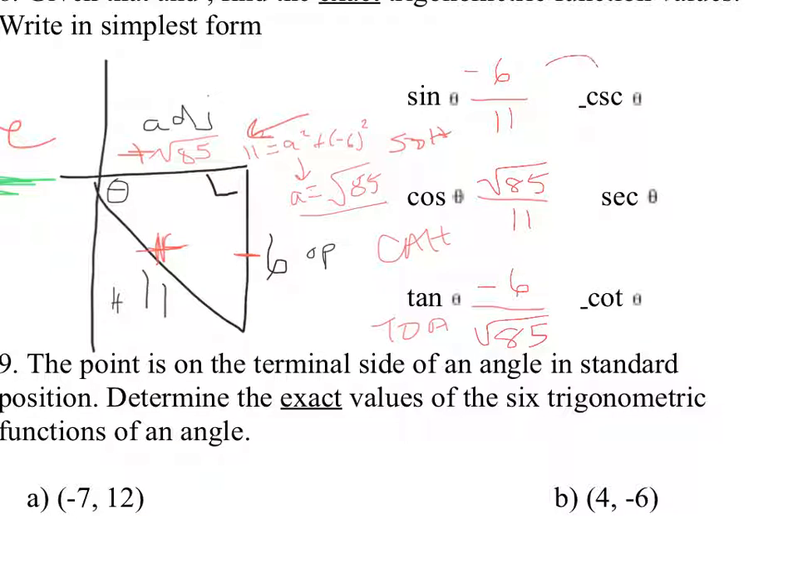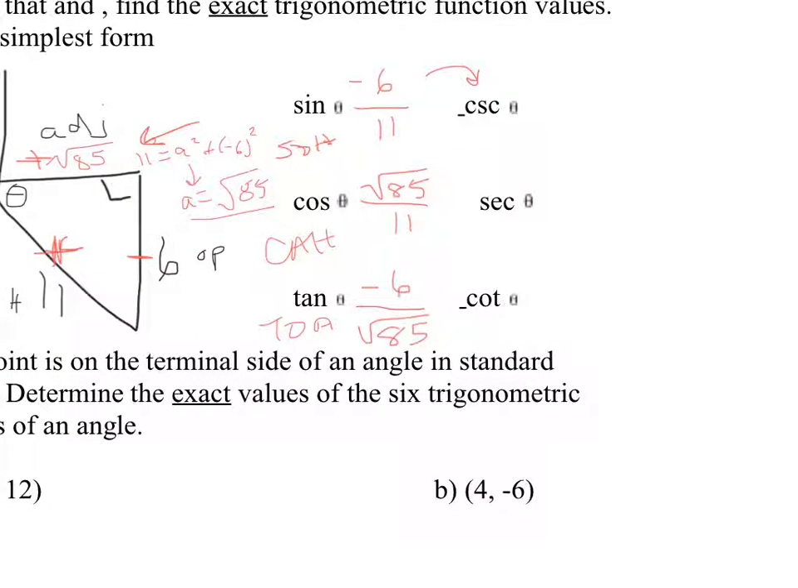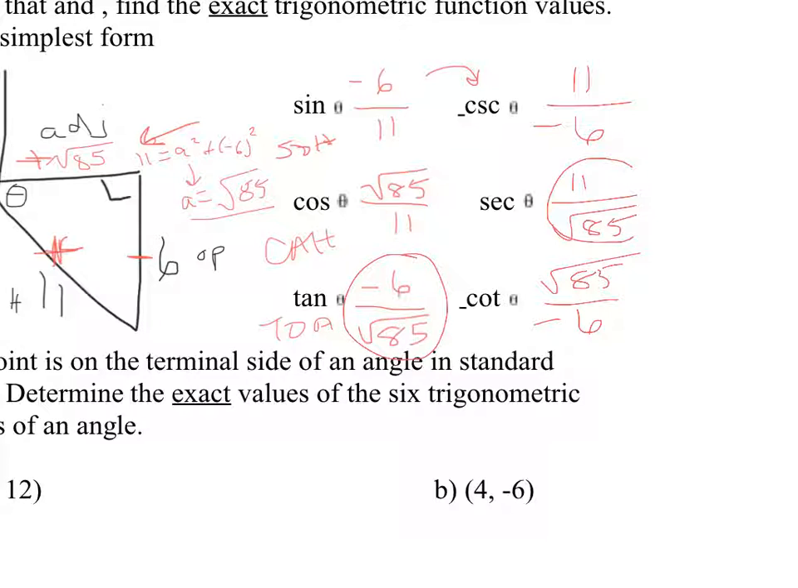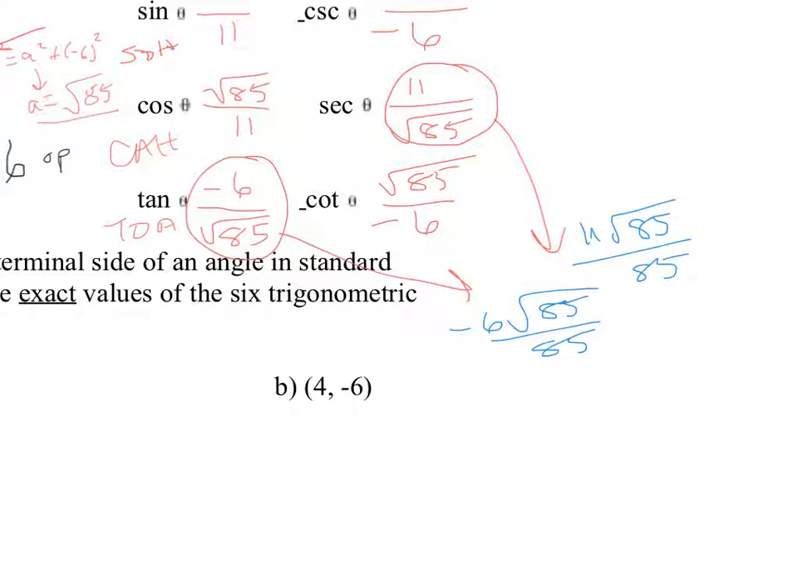So now we're just going to flip all of these for their reciprocals. And then we just need to simplify. So it looks like tan and secant we have to simplify by multiplying by square root of 85 over square root of 85. So I'll show you those simplified answers over here. So then when you simplify those, the secant is 11 square root of 85 over 85, and the tan is negative 6 square root of 85 over 85.